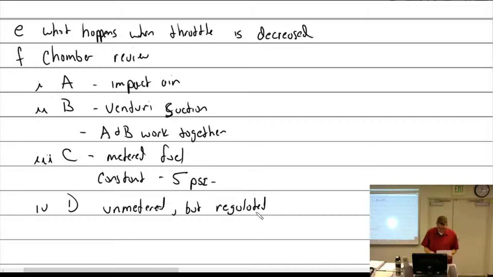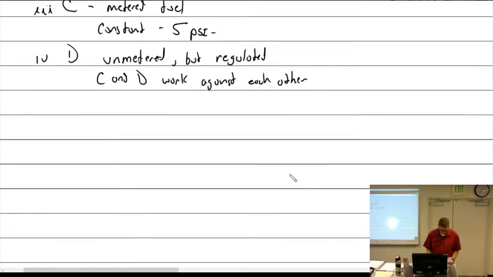What else did I put in here? Anything else? Let me see. Oh yeah, C and D work together. So C and D work against each other. There we go.